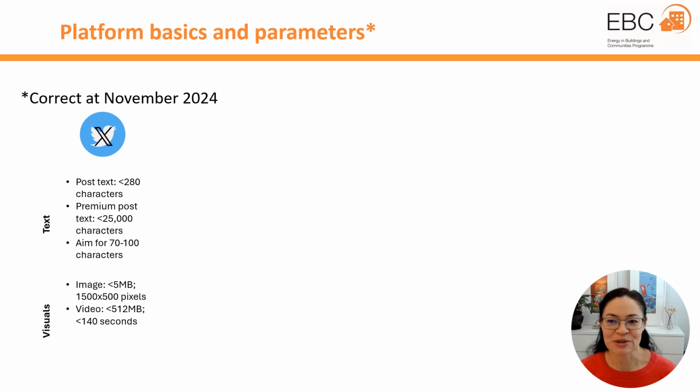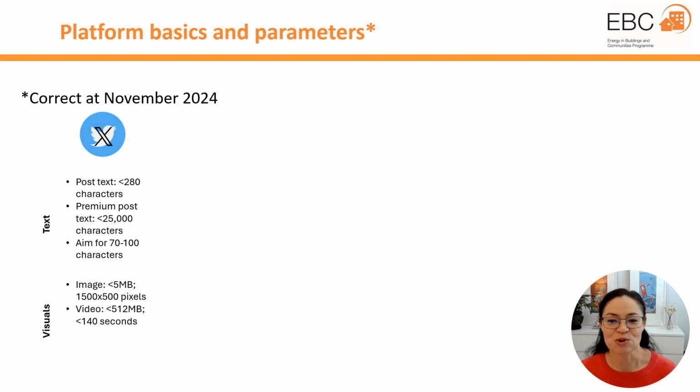X allows text posts of up to 280 characters in length for people using the free version of the platform. People can pay a monthly subscription to become premium X subscribers, which allows them to share longer posts, up to 25,000 characters. I strongly recommend that you do not use that large amount of text on X posts. Aim for 70 to 100 characters because short, sharp and shiny posts are what works best on microblogs like X, Blue Sky and Threads. Posts achieve more interaction and are therefore more effective when they include images or short videos.